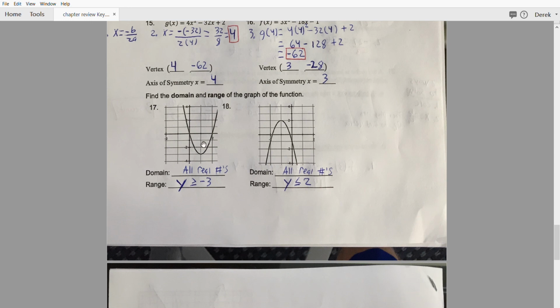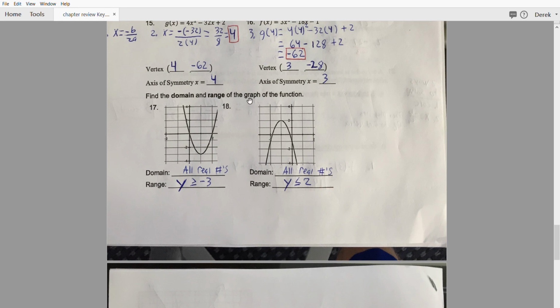Now the range is asking, all right, how high up does the function go? How far down does the function go? And we're going to label that in terms of y. Since this is our y value, and to tell how high up and down it goes, we're going to use y. So we see, okay, this is the lowest it's going to go, which is -3. So y, our y value, can be any value above -3. So we're going to say y is greater than or equal to -3.